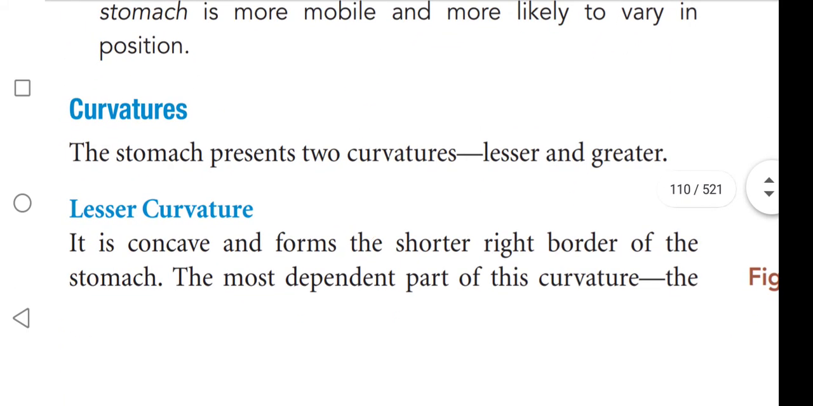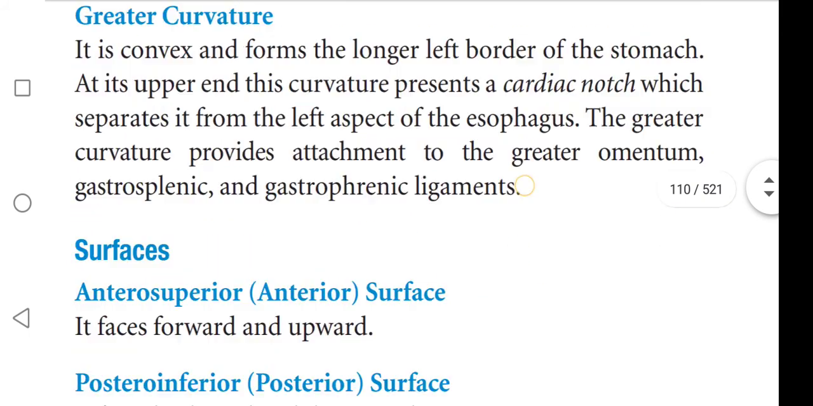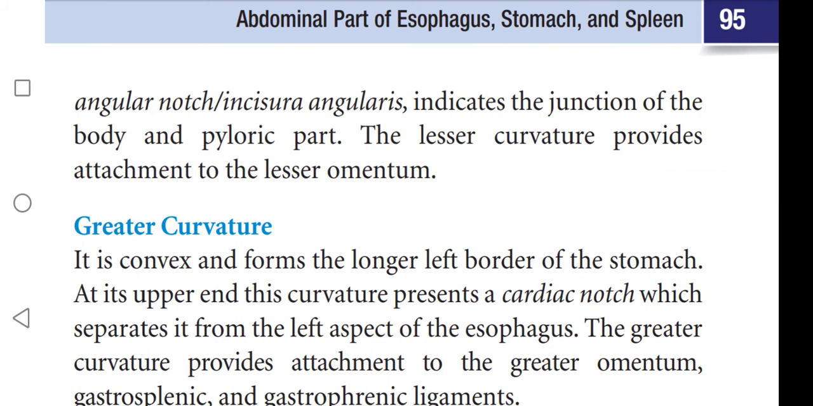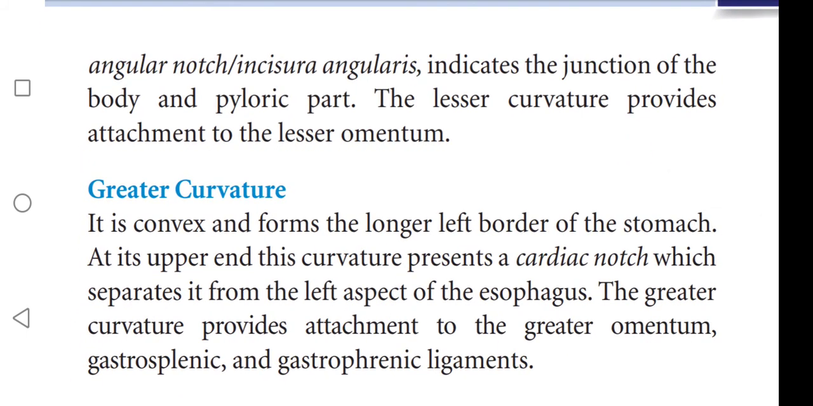Next, coming to the curvatures of the stomach. The stomach presents two curvatures, lesser and greater. First, lesser curvature. It is concave and forms the shorter right border of the stomach. The most dependent part of this curvature is the angular notch. Angular notch or incisura angularis indicates the junction of the body and pyloric part. The lesser curvature provides attachment to the lesser omentum.